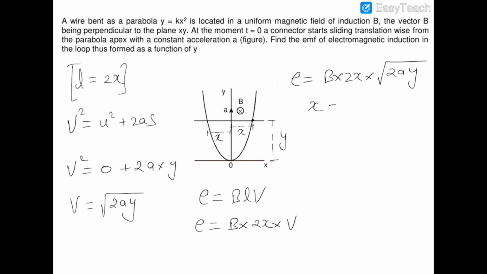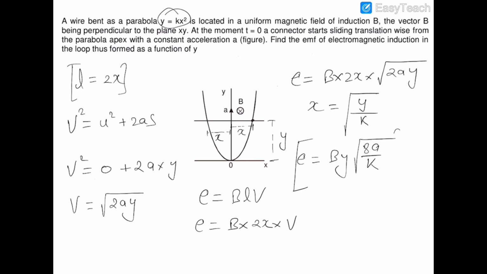Now x, you can see, is root of y upon k. So the EMF will be equal to B into y under root 8a by k. This is the final answer. Let's move on to the next question.